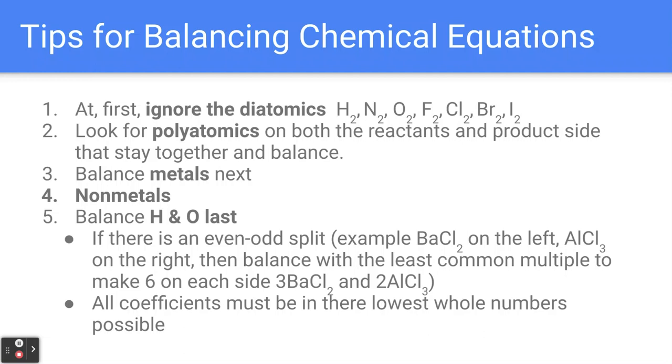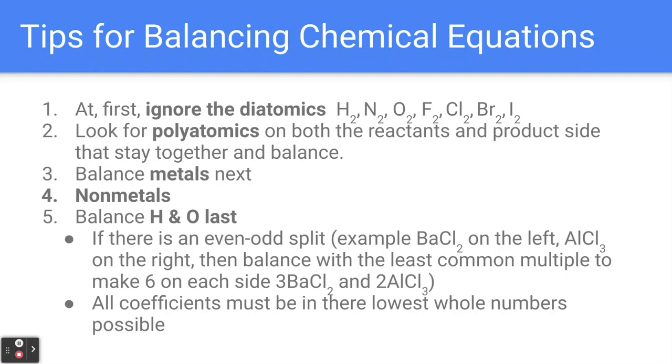My second suggestion would be to look for polyatomics on both the product and reactant side that stay together and balance those. So what I mean by that is if you have SO4 on the reactant side and it stays together as SO4 on the product side, you want to balance those first. Then I would say balance your metals. So after the polyatomics, try to do the metals. Then any nonmetals except for H and O. Okay, leave those for the end.